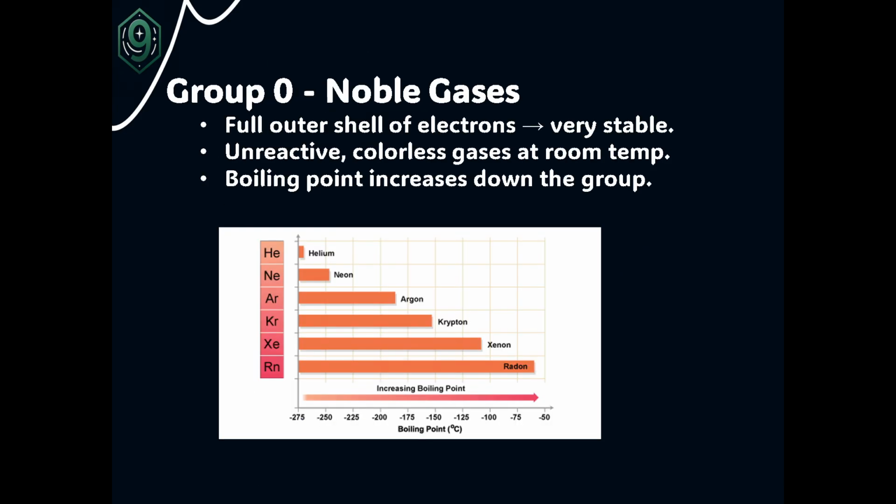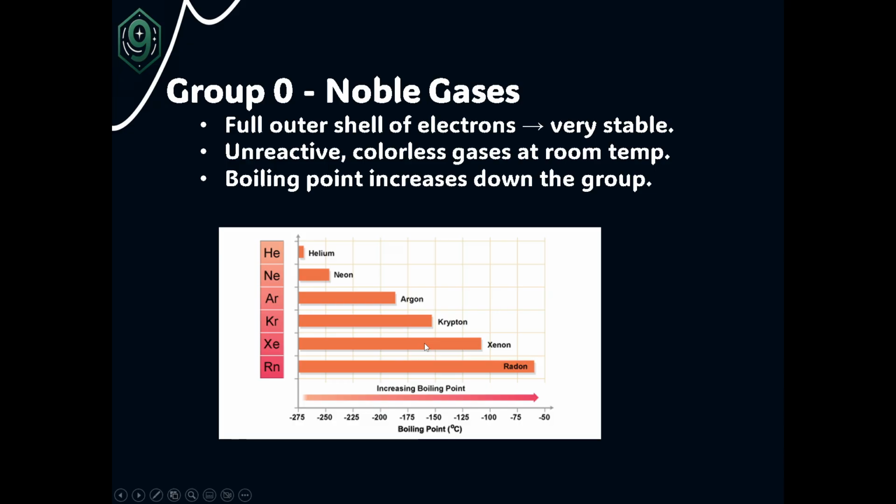So let's start with the chillest group on the table, the noble gases. They're in group 0, which means they all have a full outer shell of electrons. That makes them super stable and basically unreactive. They are colorless gases at room temperature, and their boiling points increase as you go down the group. So helium at the top has the lowest boiling point, and as you go down to xenon, over here, it goes up, as shown in this diagram.